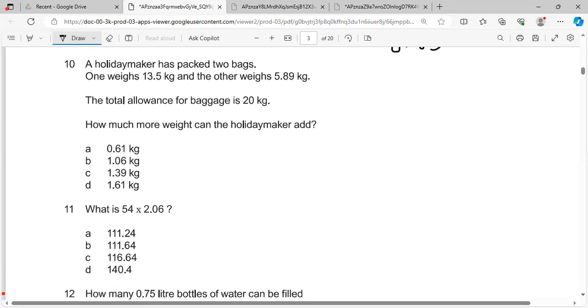A holiday maker has packed 2 bags. One weighs 13.5 kilograms and the other weighs 5.89 kilograms. The total allowance for baggage is 20 kilograms. How much more weight can the holiday maker add? Your challenge. Read it, interpret it, and work it out. I got 1.61 for my answer.